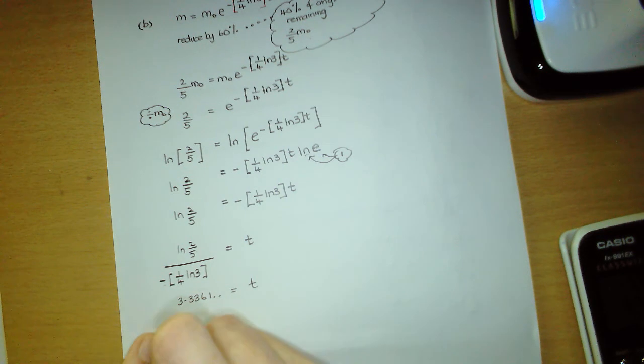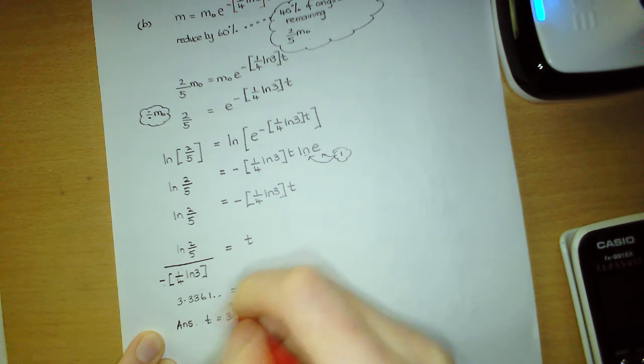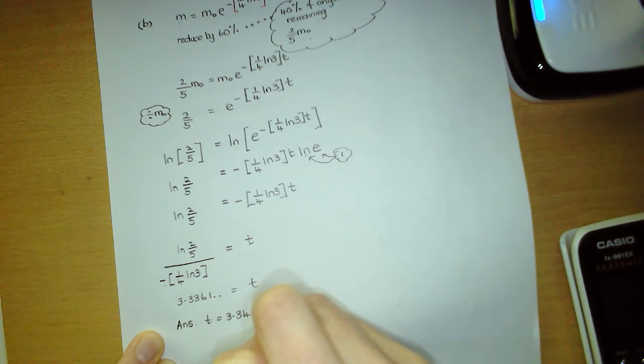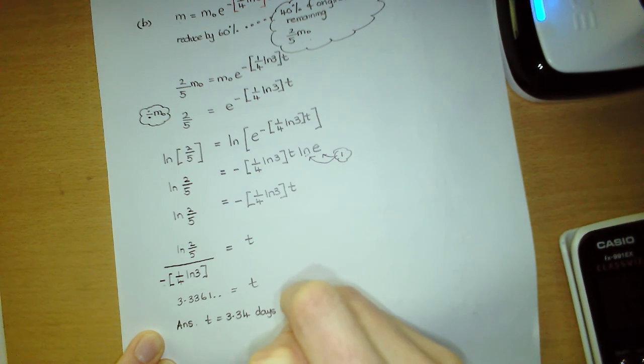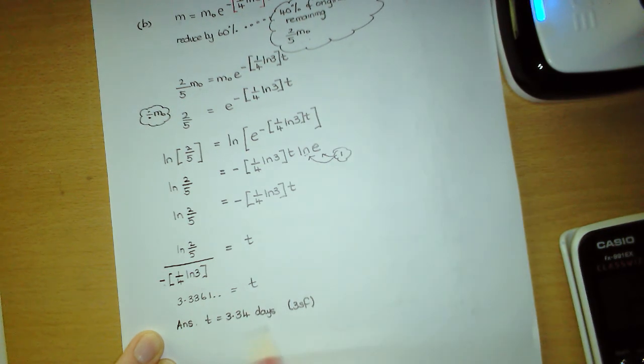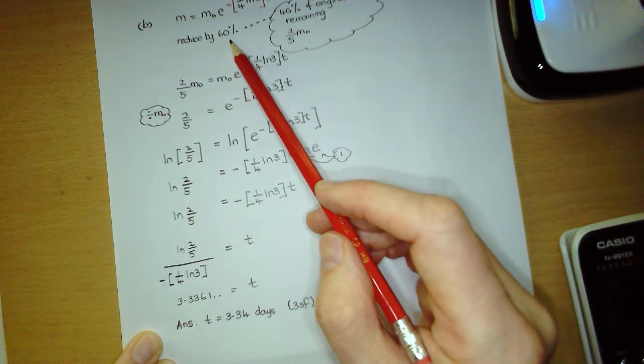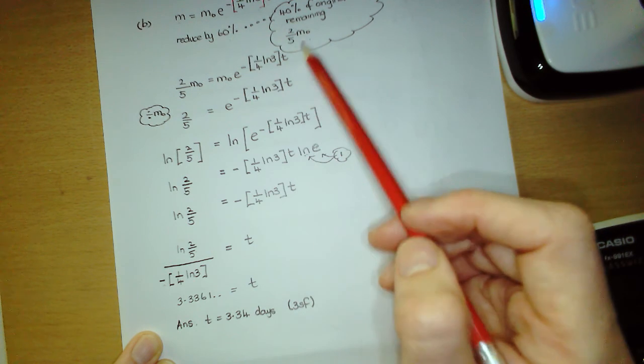So our answer here is t equals 3.34, and it's days. Time is measured in days in this question, and that's the 3SF. So that is the time when the original mass of the leaf has reduced by 60%. In other words, there's only 40% of it remaining.